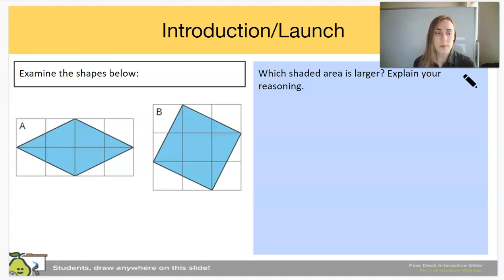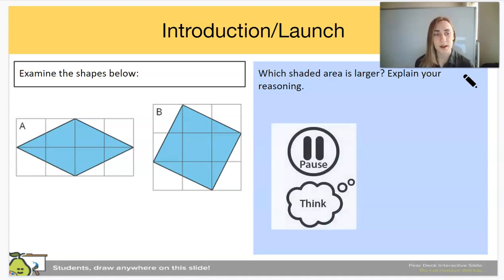Your warm-up or your launch for the day is to examine the shapes below, shape A and shape B, and decide which shaded area is larger and explain your reasoning. So pause, think about that question, and answer in the blue square.